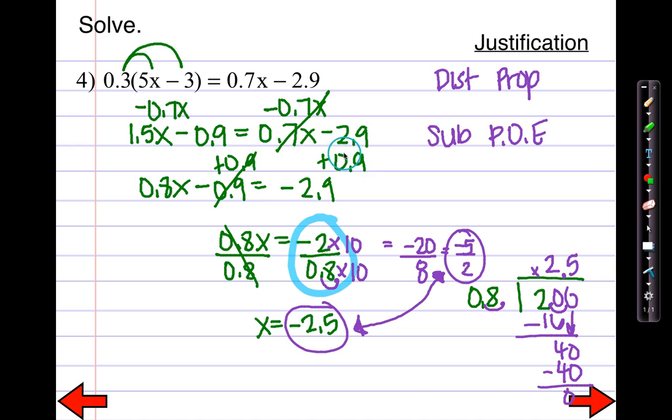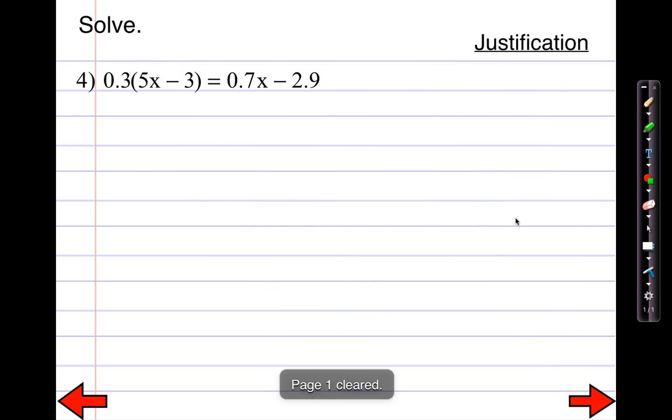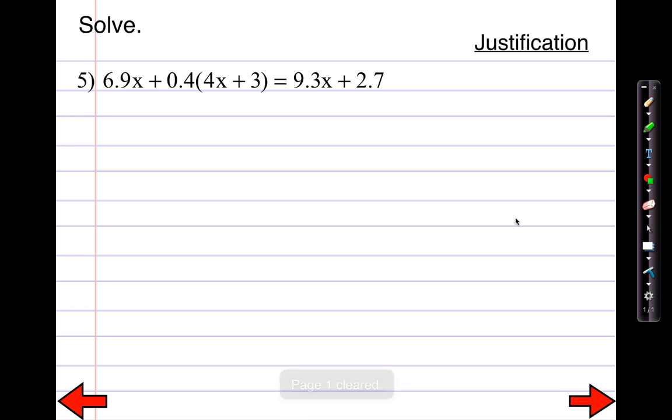And then here, since I added to both sides, I'm using the addition property of equality. And then last but not least, at this stage right here, notice I was dividing both sides by 8/10. So here I was using the division property of equality. So I used quite a few properties to get to my answer. Okay, so now at this point, I'd like you to go ahead and pause the video and try number 5 by yourself.